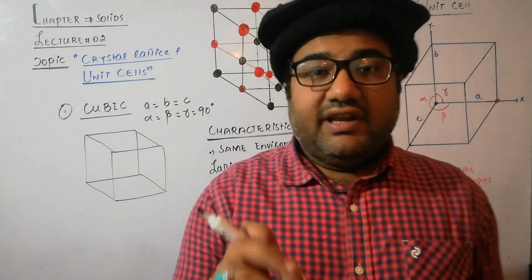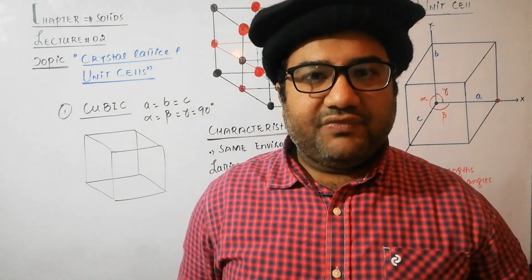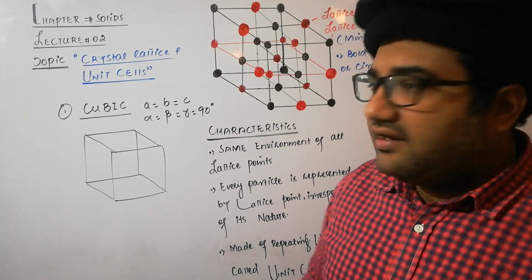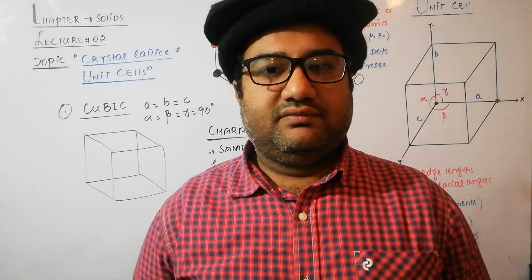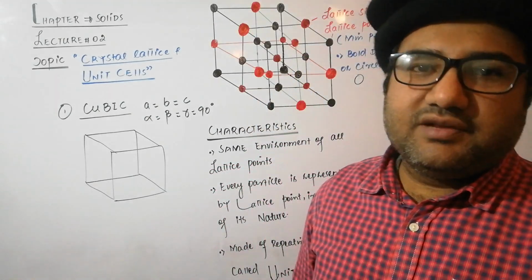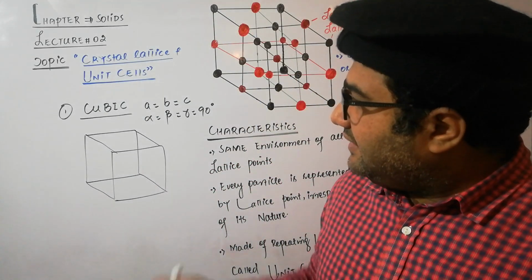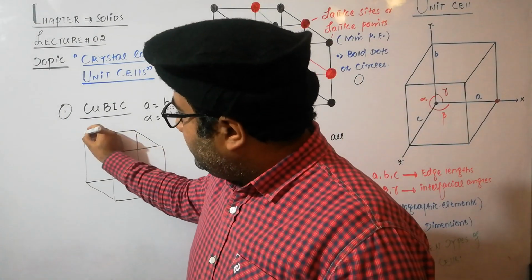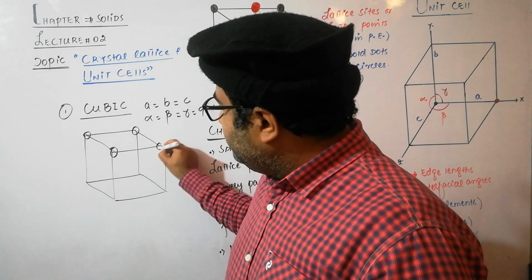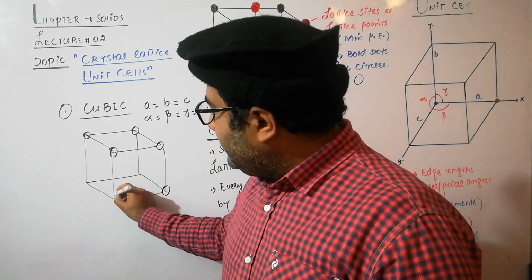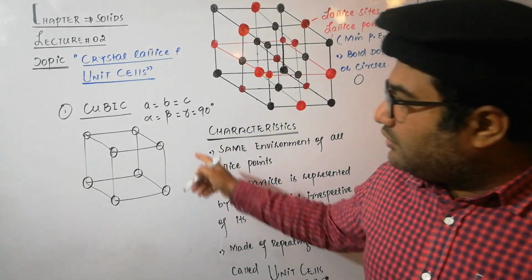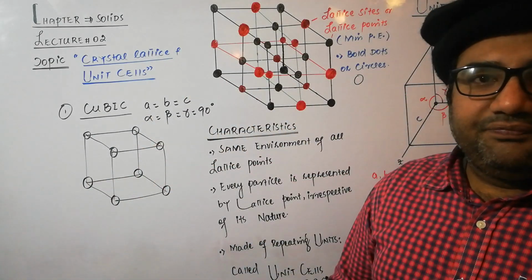Now listen very carefully from now. This cube is a unit cell, and there are four types of the cube. I recommend you listen very carefully. There are four types of the cube. In the first type, the lattice points, or you can say atoms, molecules, or ions, only occupy the corners of the cube.